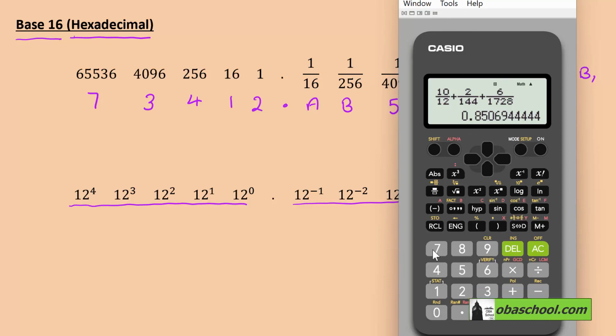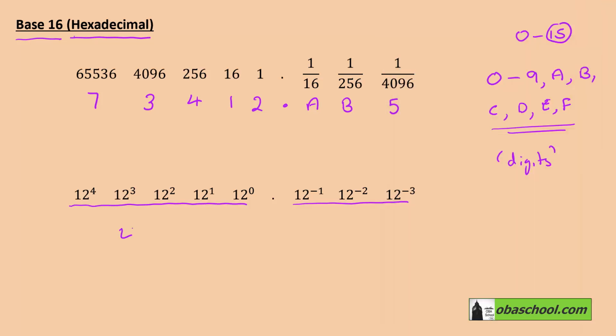we would do 7 lots of 65,536. And then we'd have 3 lots of 4,096. We'd have 4 lots of 256. We'd have a 16 and 2 ones. That's the whole number part dealt with: 472082.